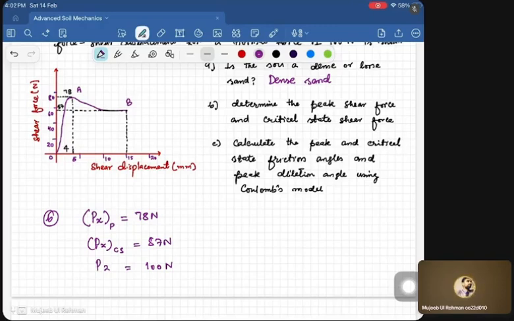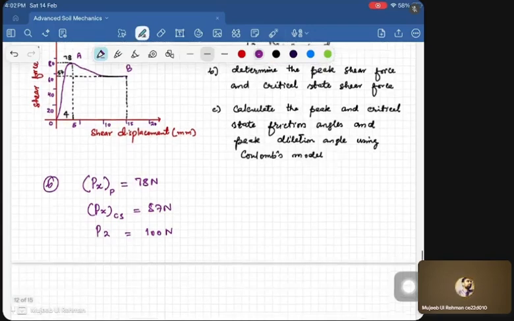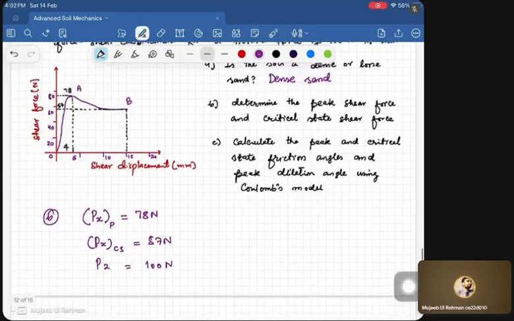Else we can show it by some other alphabets or some other symbols also. So this is the critical and peak shear stress. Fine. So now part C. Calculate the peak and critical state friction angles and peak dilation angle using Coulomb's law.